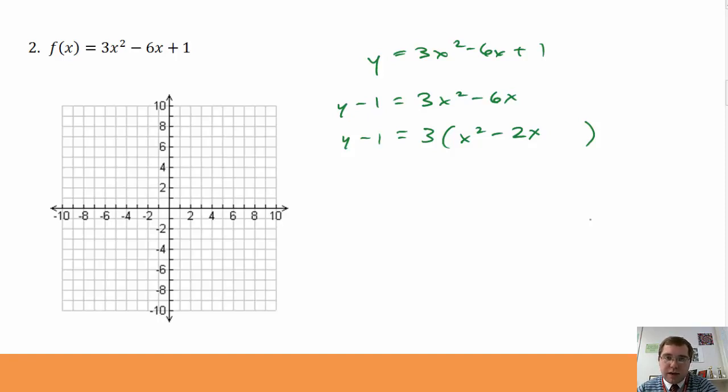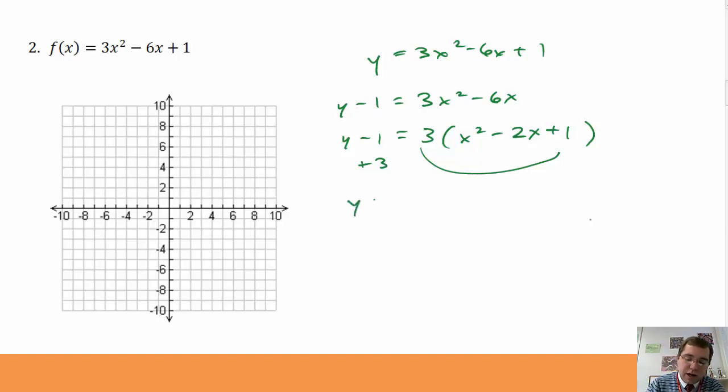So I take the middle number, negative 2, I divide it by 2, it gives me negative 1, and I square it, that gives me positive 1. So I'm going to add 1. Now, I added a 1 inside the parentheses. But what did I really add to the right-hand side of the equation? I really added 3 times 1. I really added a 3 to the right-hand side, because that 1 inside the parentheses is really a 3 outside of the parentheses, because it gets multiplied by the 3. So to keep my equation balanced, I have to add a 3 to the left-hand side. I added a 1 inside the parentheses on the right, which is really adding a 3 to the right-hand side, so I add a 3 to the left-hand side.